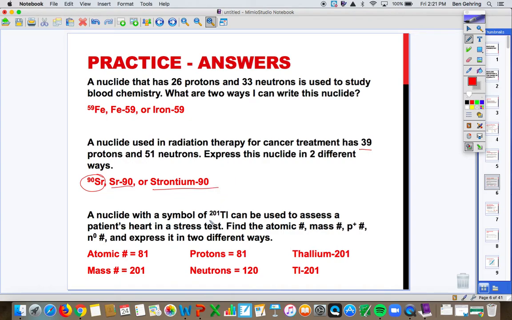The last one, a nuclide with the symbol 201 Tl, can be used to assess a patient's heart in a stress test. Find the atomic number, mass number, protons, neutrons, and express it in two different ways. Atomic number 81, because it's Tl, this is thallium. Because it's 81, I have 81 protons. My mass number is given here, so mass is 201. To find neutrons, 201 minus 81 gives me 120. And I can write it as thallium 201, Tl 201, or like this, but they gave that to you already. So there is your practice.